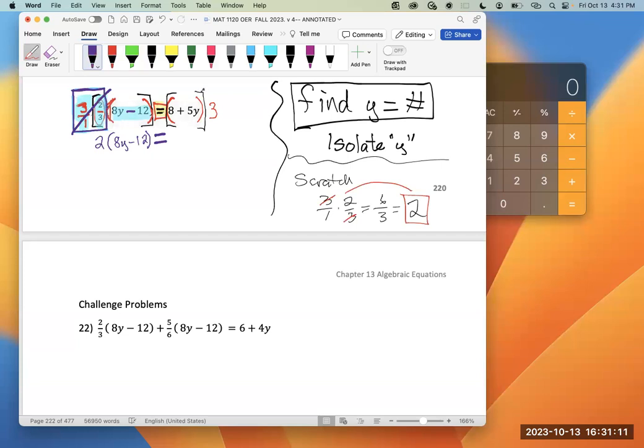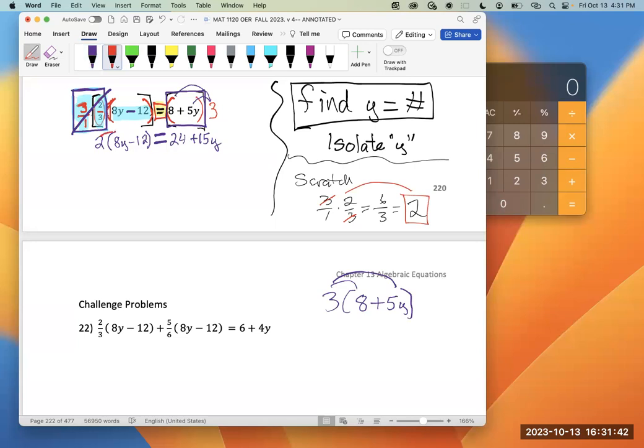Right side, I have 8 plus 5y times 3. If you want to write it as 3 times 8 plus 5y, you can. The associative or commutative properties let you switch things around. So multiply 3 by each term. 3 times 8 is 24. Positive 3 times positive 5 is a positive 15 times y is 15y.